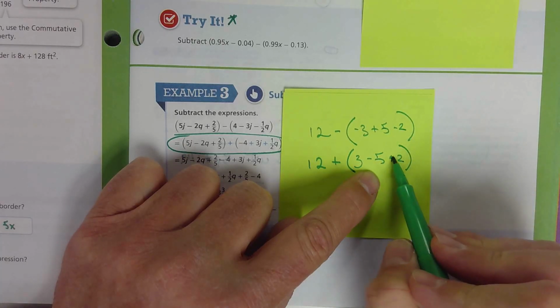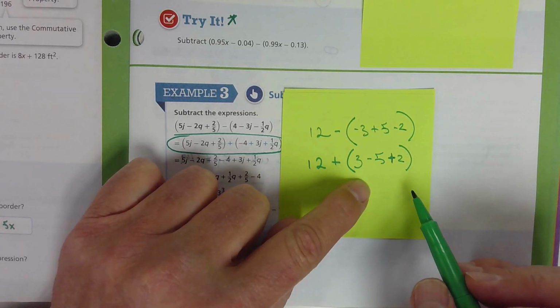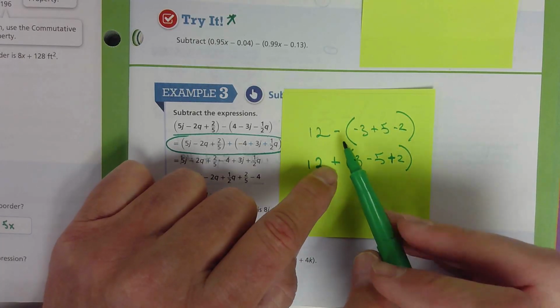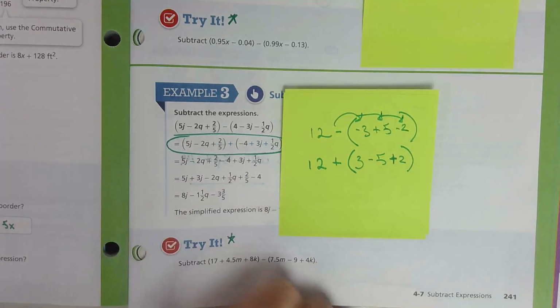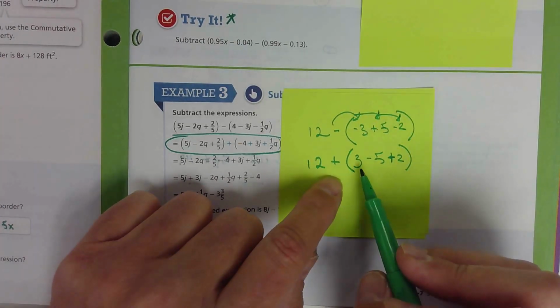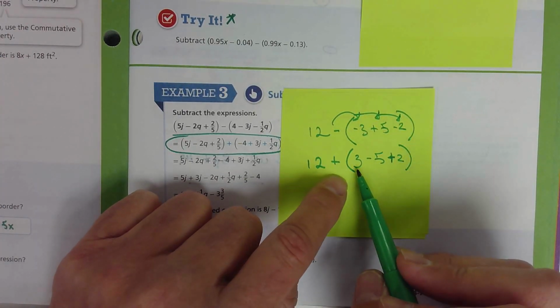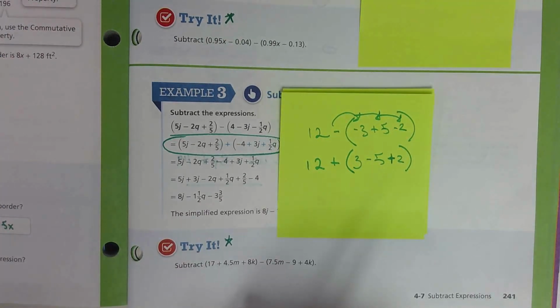You're right. What's that? I said you're right. Oh, I get it. So I'm just changing the sign of everything in there.